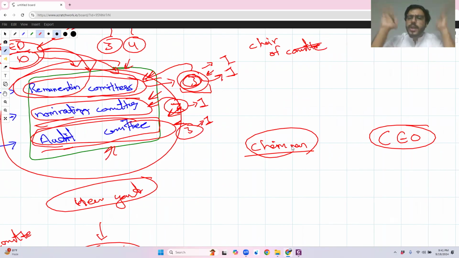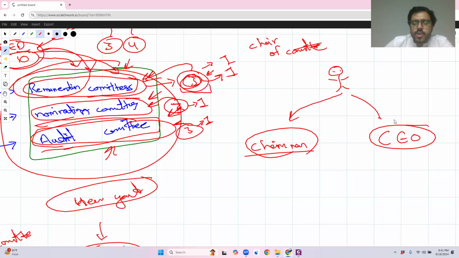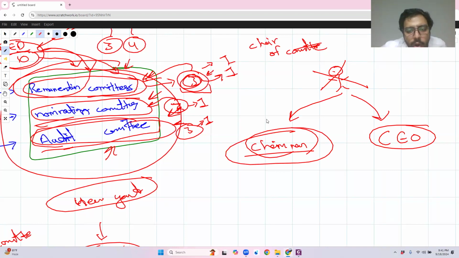We know that. What if I say that one person has been selected who will also be the chairman of the board and also be the CEO of the company? This can't happen, because I just said that the people sitting upon the board can only be non-executive directors. So the chairman also has to be a non-executive director. The CEO cannot be the chairman of the board because he is not a non-executive director. Understood? This is the first thing that you need to remember.